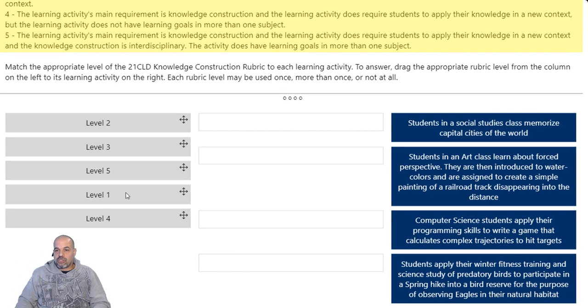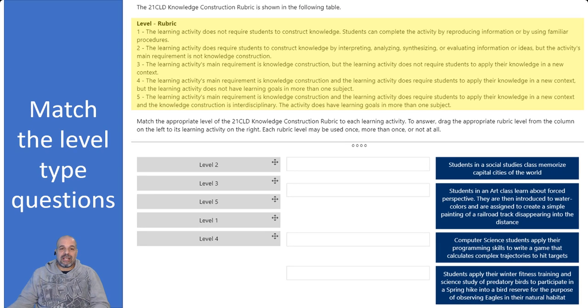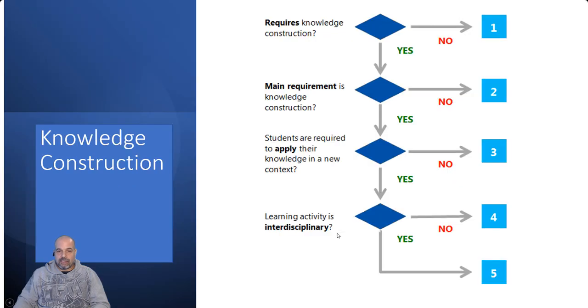Okay, the next one, computer science students apply their programming skills to write a game that calculates complex trajectories to hit targets. So here they've got multiple different disciplines, so it is interdisciplinary. They're applying programming, they're learning about trajectories. There's a lot of maths involved as well. So that's going to be a level 5, because again, if we see here, it's interdisciplinary, it will take you to level 5.